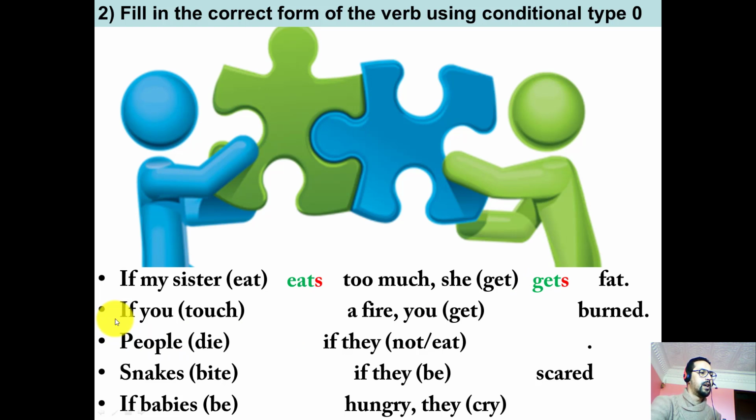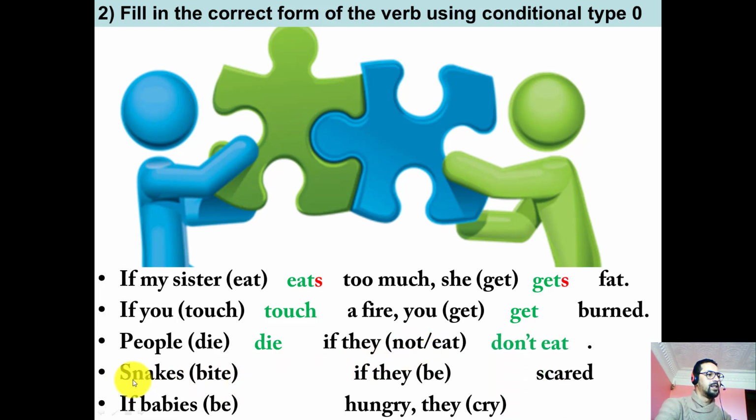Sentence number 2. If you touch a fire, you get burned. Very good. If you touch a fire, you get burned. Next. People, yes, die if they not eat, if they don't eat. Very good. Next. Snakes bite if they be scared. So we can say snakes bite if they are scared. Next, the last one. If babies, verb to be, hungry, they cry. If babies are hungry, they cry.